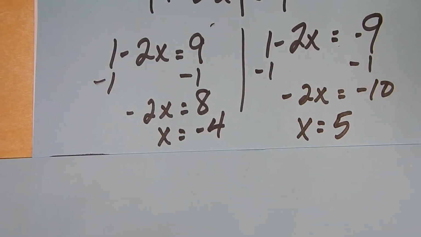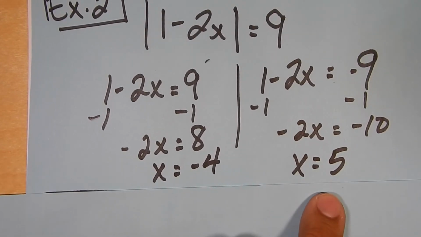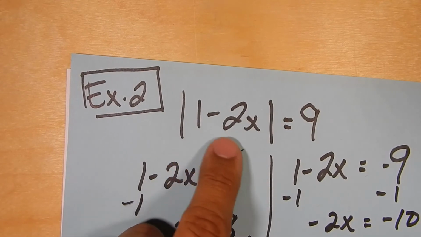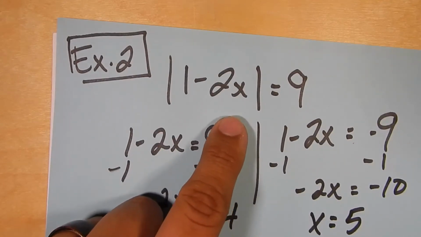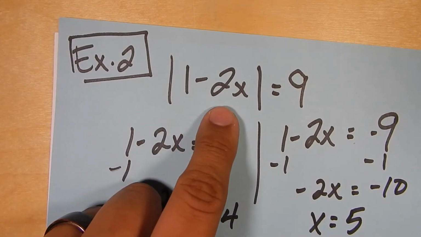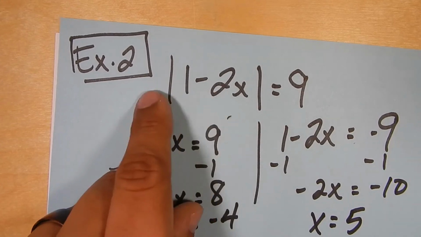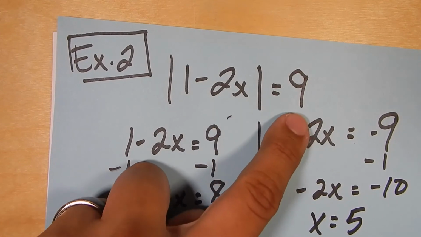Now, let's say you get an answer and it doesn't make sense. Let's say you get something and you wonder, how do I know that this is the answer? There's a trick. In algebra, you can always check your answers. So we have a 5 here. Let's plug a 5 in. So 1 minus 2 times 5. 2 times 5 is 10. 1 minus 10 is negative 9. The distance that negative 9 is from 0, or the absolute value of negative 9, is 9.